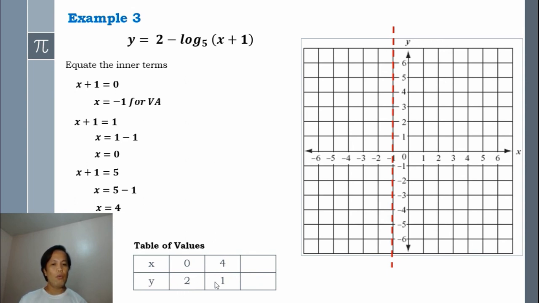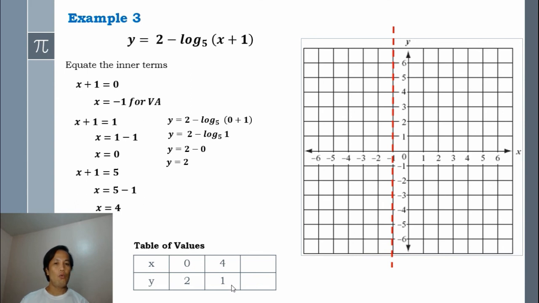So how do we get 2 and 1 for the y? We will substitute these values 0 and 4 to the function. So that's why we have y equals 2 minus the log of x plus 1 here. Instead of writing x, we change that with our value 0 here. So that's why we have 0 plus 1. So 0 plus 1 is of course 1. So we will have y equals 2 minus log of 1 base 5. Then again, the log of 1, regardless of the base, shall always be equal to 0. That's why we have y equals 2 minus 0. Then, therefore, y equals 2. That's why if our x is 0, our y is 2.